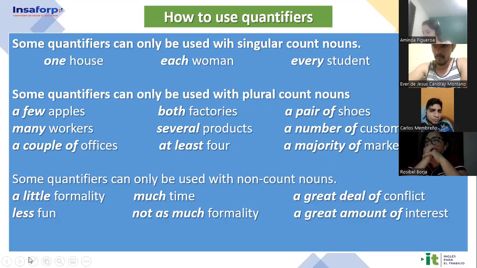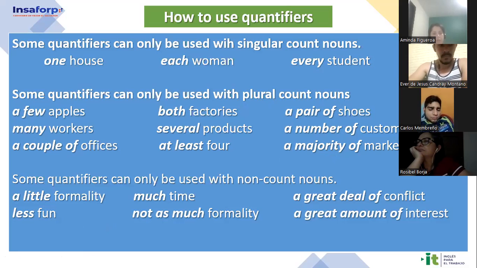Now, some quantifiers can only be used with non-count nouns, right? For example, a little. You cannot say, for example, a little apples. No, incorrect. A little apples, no. Maybe a few apples, right? But no a little.